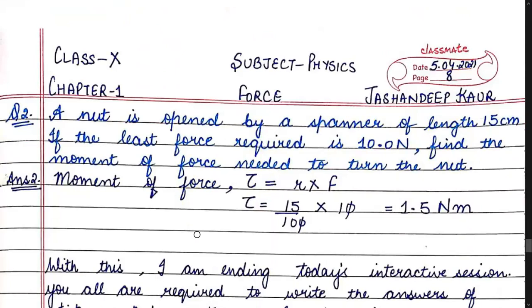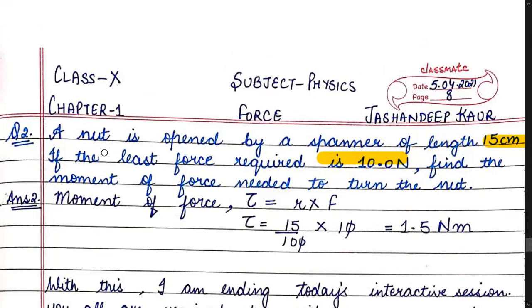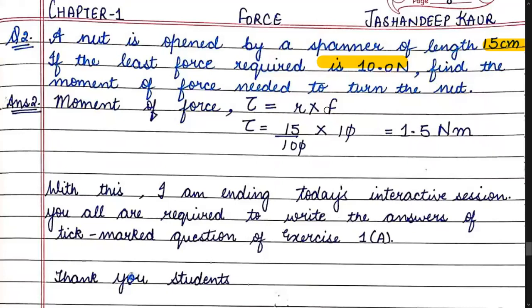Similarly, question number 2: a nut is opened by a spanner of length 15 centimeter if the least force required is 10 Newton. You need only 10 Newton force. Find the moment of force, or you can say find the torque needed to turn the nut. So that will be R multiplied by F. Put the values and your answer will come as 1.5 Newton meter. Again I repeat, 15 centimeter is to be converted into meter. That is 15 by 100. And then your answer will come 1.5 Newton meter.